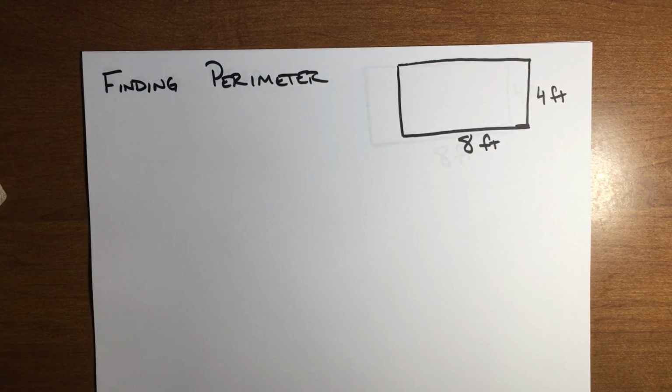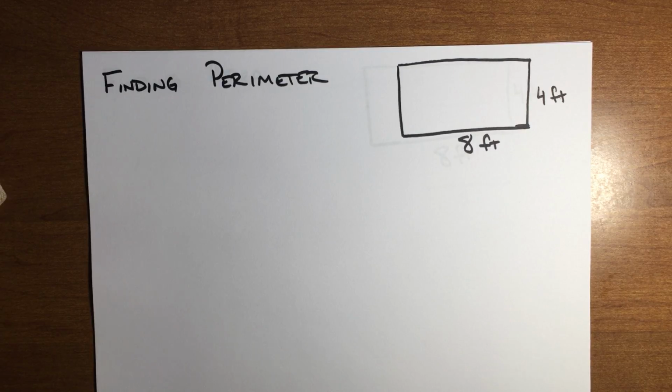And perhaps I wanted to put a fence around this in order to keep any sort of rodents out or whatnot that might destroy my flowers. Okay, so the question really that I'm asking is how many feet of fence am I going to need to get around this flower bed? What is the perimeter of my flower bed is really what I'm asking.